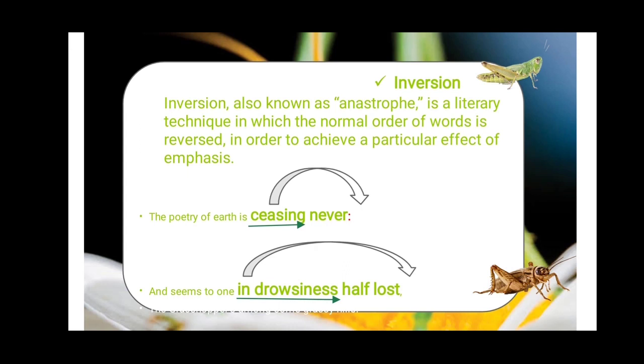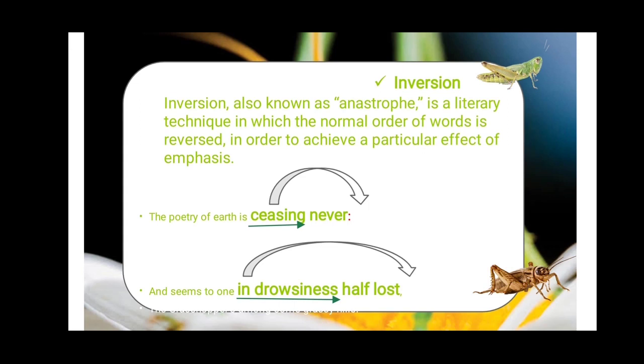Inversion. Inversion, also known as anastrophe, is a literary technique in which the normal order of words is reversed in order to achieve a particular effect of emphasis. "The poetry of earth is ceasing never." Ceasing has been put before never. The normal order of the words ceasing and never is reversed.